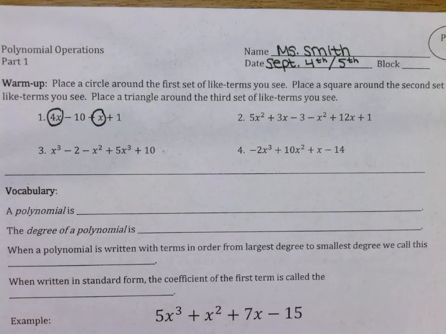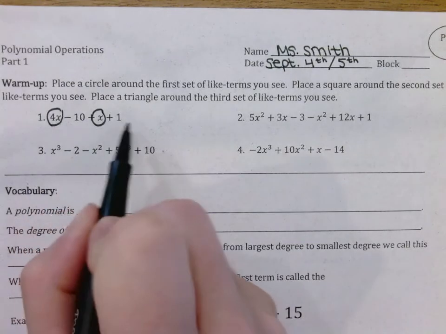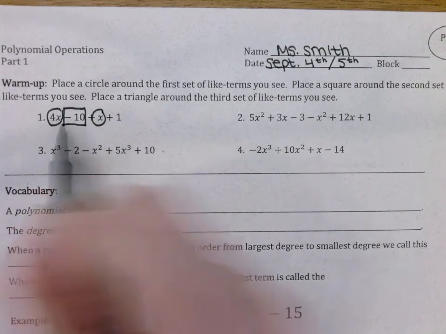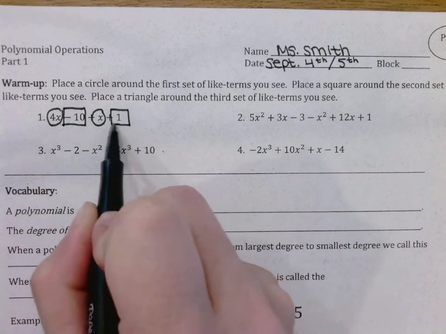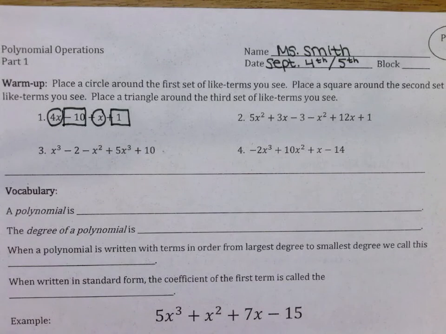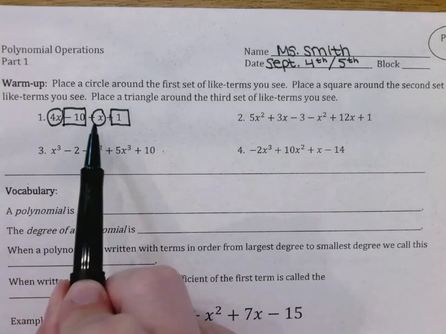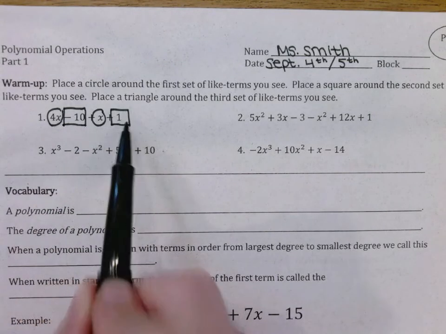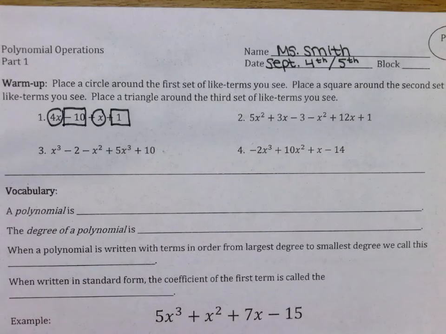And then constants are like terms as well. Those numbers without variables, we call those constants. So those would be like terms too. So the -10 and the +1 are like terms. I'm putting circles around the first set of like terms I see, squares around the second set of like terms I see, and if there's a third set, I'll put triangles.